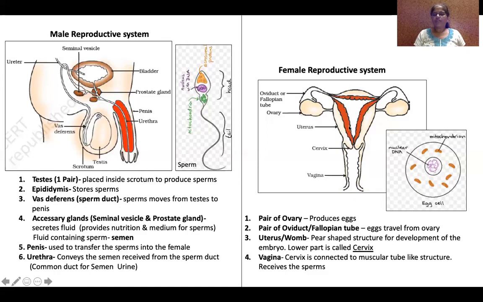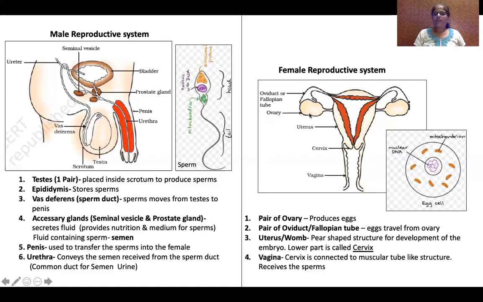This is the pear-shaped muscular organ, that is the uterus, where the fetus develops, the baby develops in the female part, that is the uterus. At the end of the uterus there's an opening called the cervix. This is an opening called the cervix, and this is a muscular tube-like structure called the vagina. During sexual intercourse or mating, the sperms get ejected into the vagina of the female, and those sperms enter the uterus through the cervix.